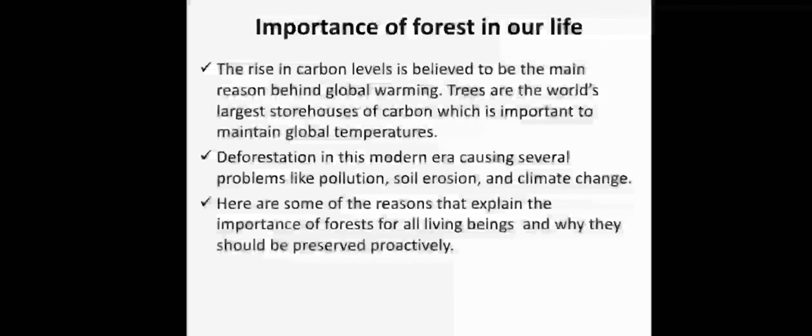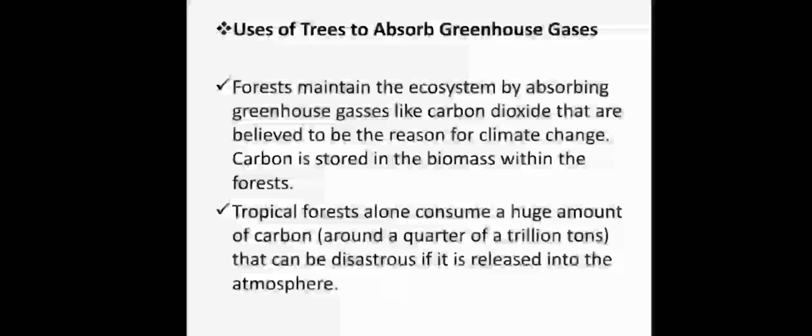Forests affect rainfall in particular regions. They also provide us wood, medicine, food, perfumes, paper and clothes. Uses of trees to absorb greenhouse gas. Forests maintain the ecosystem by absorbing greenhouse gases like carbon dioxide that are believed to be the reason for climate change. The main reason of climate change is global warming, and the reason behind global warming is carbon dioxide. So forests absorb this greenhouse gas.